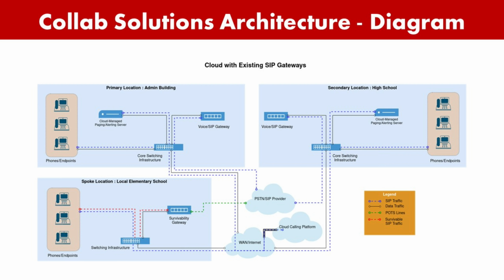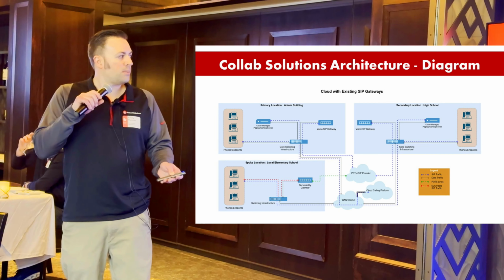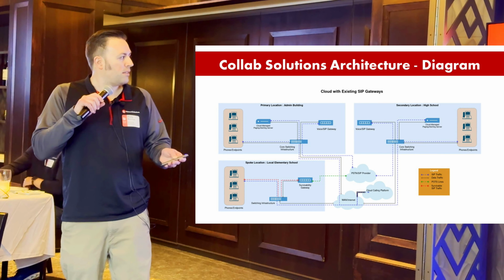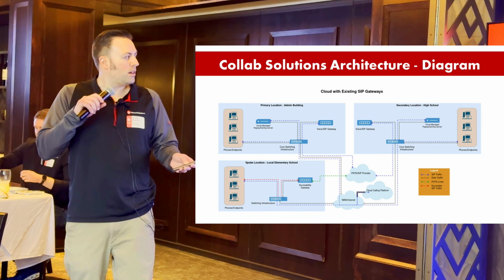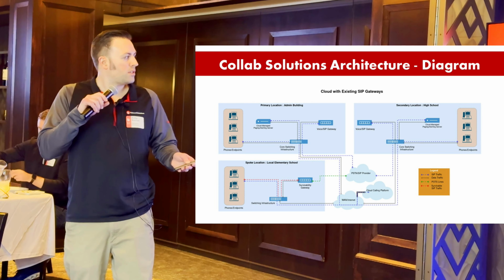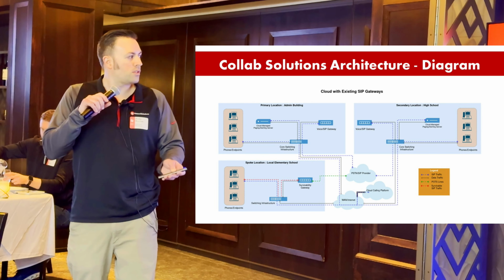So here we see, this looks just like the first diagram I showed you, where you still have a SIP gateway at both of the major locations. And then here at a remote site, you can still have that survivability gateway. This all still works with the cloud system. And then here I also have a pair of paging servers, and those are also on premise.